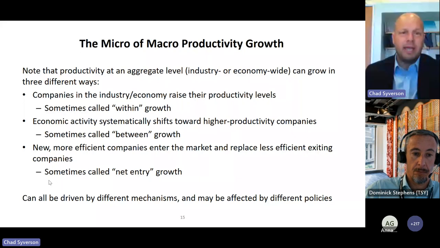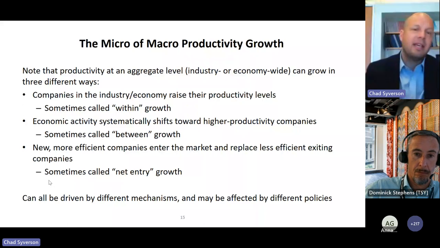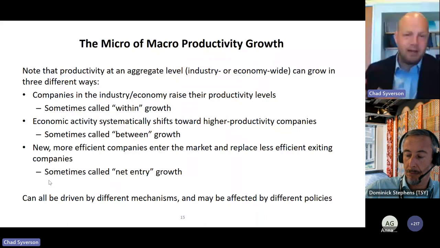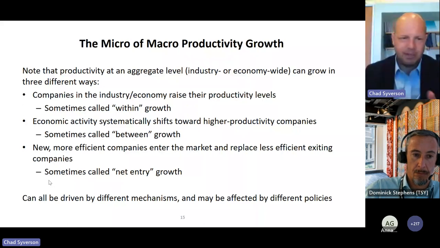Or it could be through economic activity being systematically shifted towards higher productivity companies. The market steers more activity towards the more efficient. That's sometimes called between growth. That would be the example I gave you where the company doesn't respond to the competitor, it just gets run out of business. And then there are new, more efficient companies entering the market, replacing the less efficient ones that go out of business. So that's sometimes called net entry growth. That's really a special category of between growth.